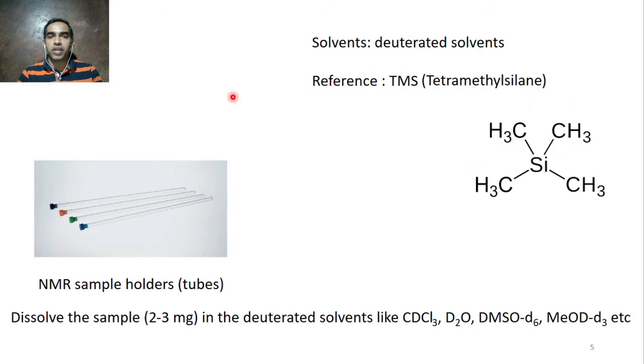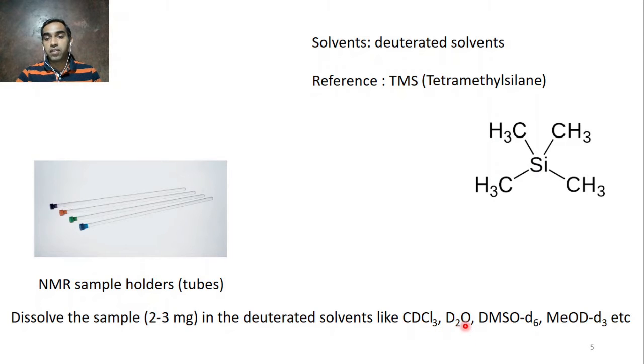So the basic components. This is the sample tube. You make a solution of the sample in some solvent. Suppose you want to record NMR for a particular sample, a heterocyclic compound, something. You have to dissolve it in some solvent like CDCl3, D2O, DMSO-d6. Remember, a deuterated solvent is used because the solvent should not show any proton NMR. That's why you are taking deuterium.